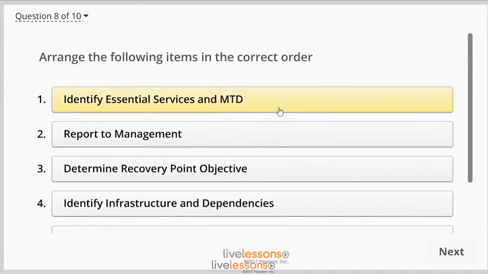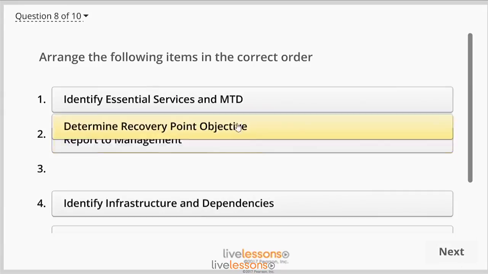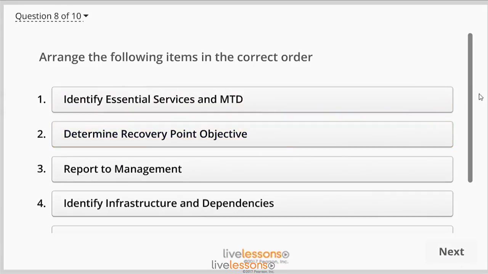Well, the first thing we're going to do is we're going to identify our essential services. Now, if you remember back in our flow chart, we're going to identify essential services, and then the next step was identify the maximum tolerable downtime. Don't be surprised if you see steps combined, in this case, identify essential services and maximum tolerable downtime, and don't let that throw you off. So the next thing we said we needed to do, because these were business decisions, was determine the recovery point objective. So we've made our business decisions on essential services, maximum tolerable downtime, and our recovery point objective.